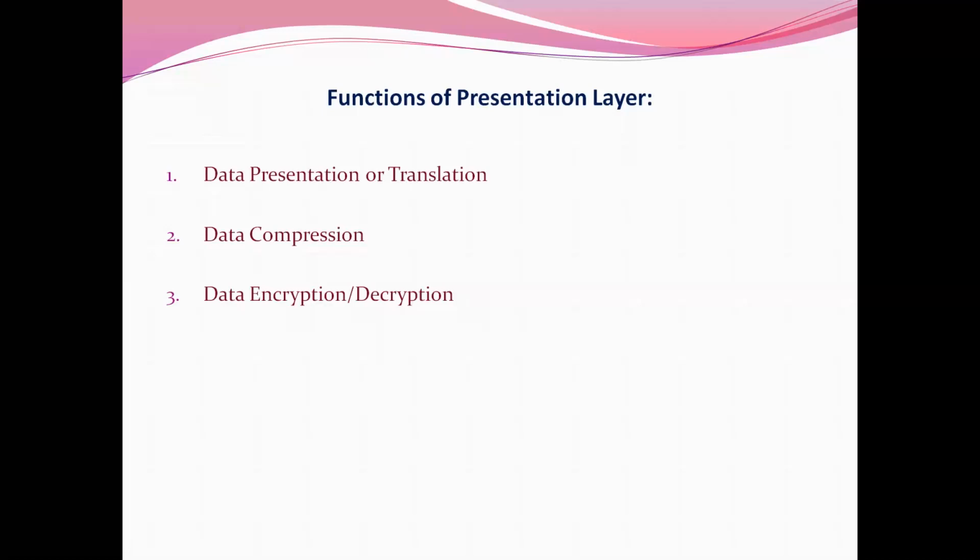So first the data is translated, then it is compressed and it is encrypted. All these things happen on the sender side only. Now the data has to travel through the physical medium and reach the receiver. When it reaches the receiver, the data has to be decrypted. So on the sender side, encryption takes place, and on the receiver side, decryption takes place.